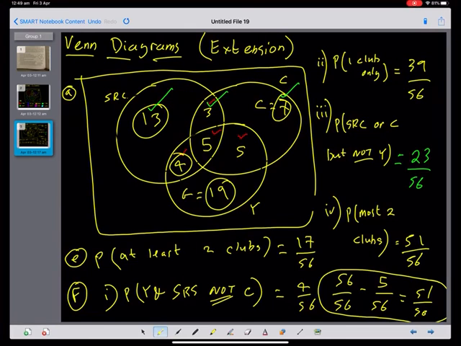Okay, and is it necessary to include the rectangle in the Venn diagram? No, because we're not sampling the entire school, and all the data here is included in the Venn diagrams. It's not absolutely necessary to include the rectangle. I always encourage people to include the rectangle, even if there's no information.